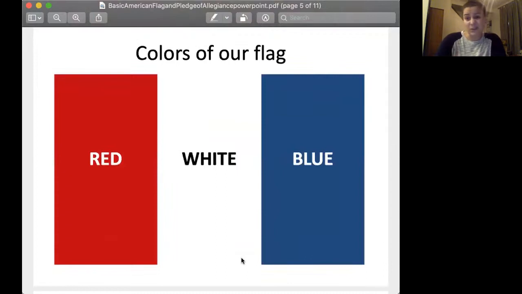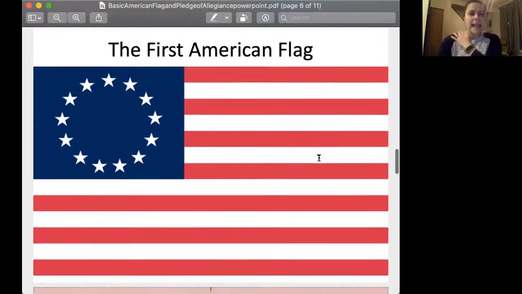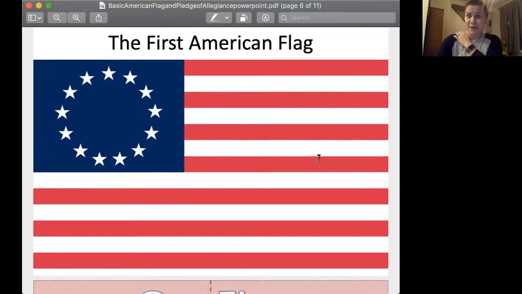Now, the colors of our flag, this is very important to know, are red, white, and blue. You can practice this at home. Red, white, and blue. Now, let's take a look at the first American flag. The first American flag, holy cannoli, it looks pretty similar. I've got red, white, and blue. But the one thing that is different is the number of stars.